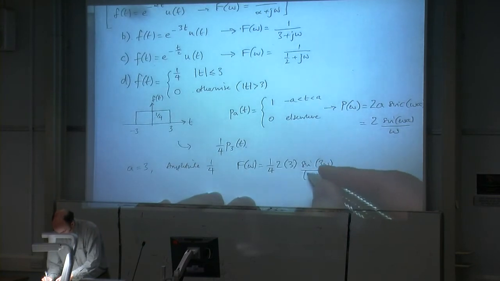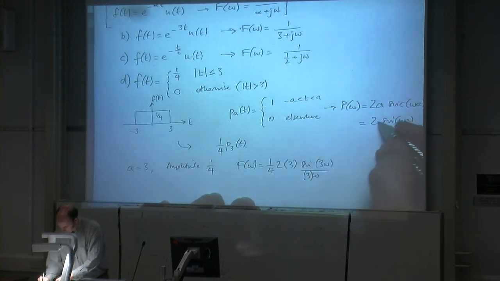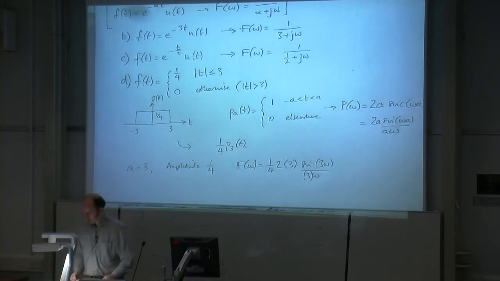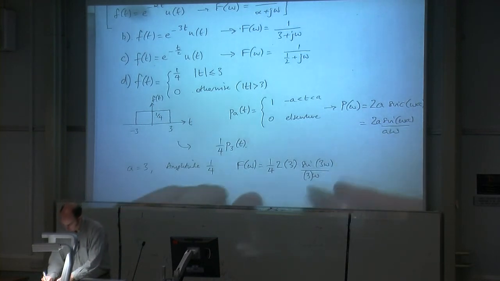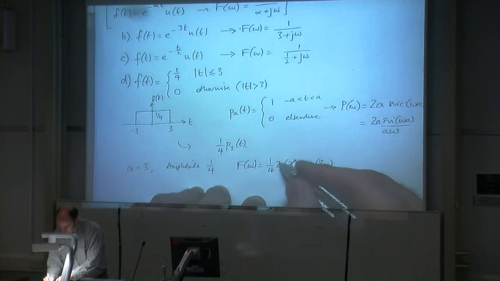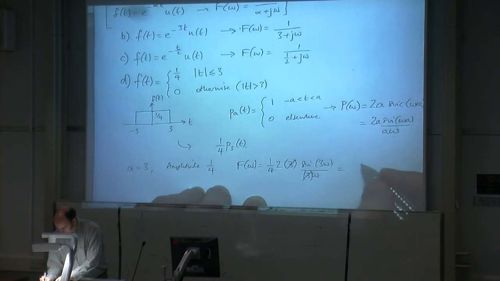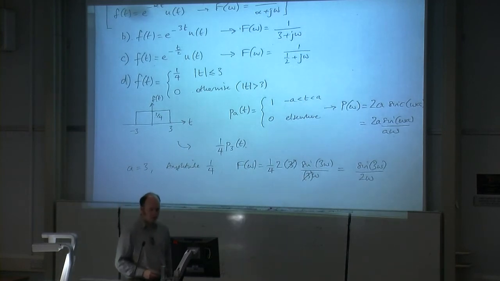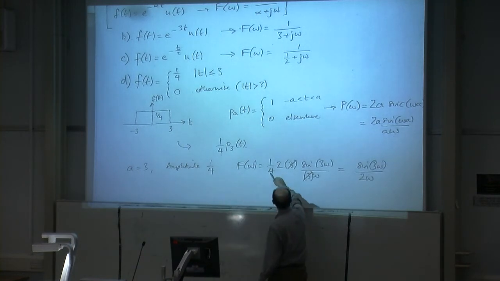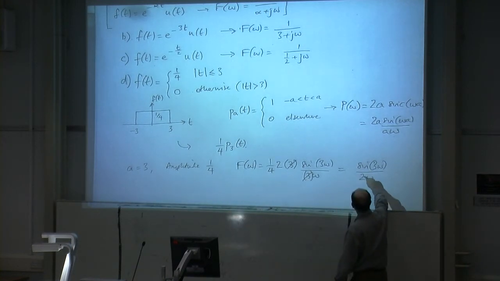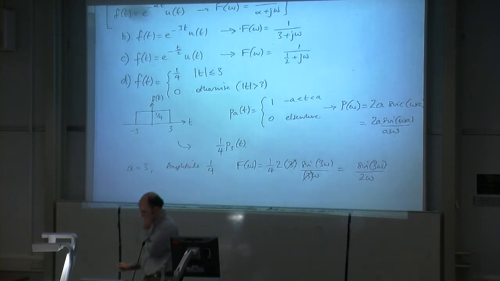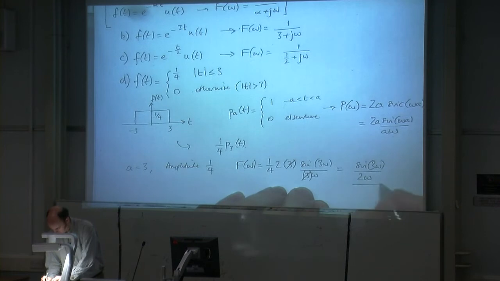We need an a down here as well, apologies. So you could either write 2a sinc, or this could be a and a there. It's up to you how you write. I've done this form down here. Obviously the 3's will cancel out. They don't need to be there. So we've got 2 over 4, which is 1 over 2. So we have sine of 3 omega divided by 2 omega. Because obviously 2 over 4 is 1 over 2. So there's our solution.